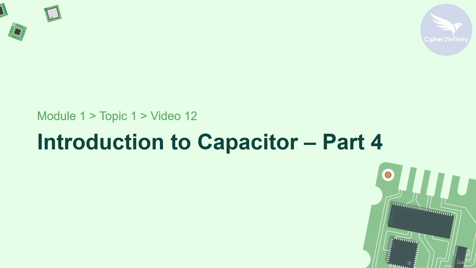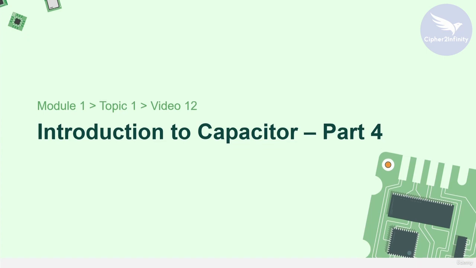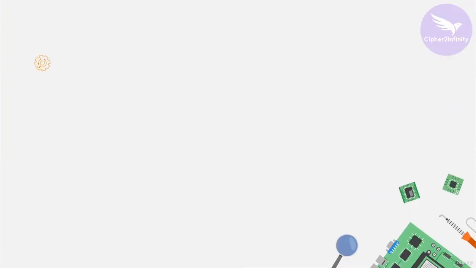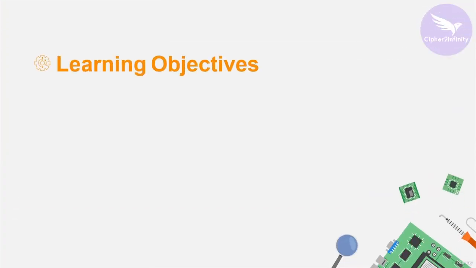Okay, so now let's start with part 4 of Introduction to Capacitor. In the previous video, we discussed two different purposes of a capacitor. The first was the capacitor as an energy storage device, and the second was the capacitor as a filter. In this video I will show you the practical demonstration of both purposes.